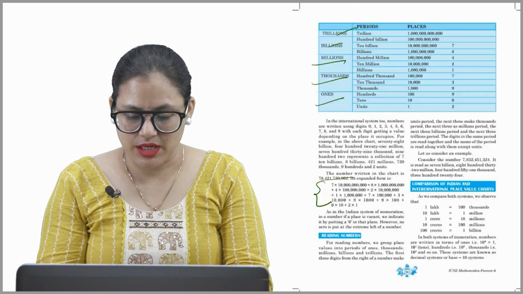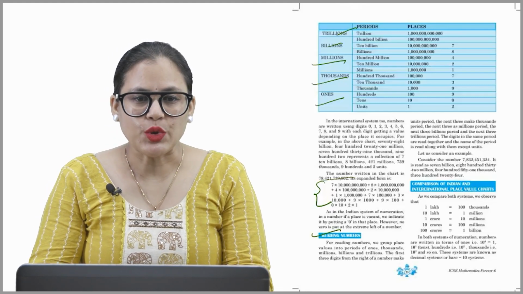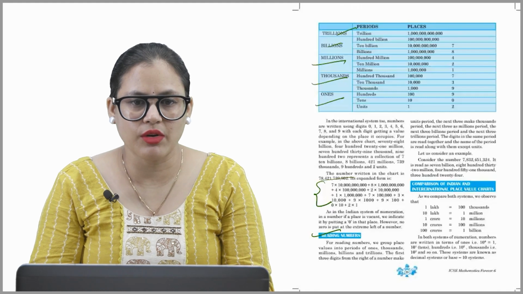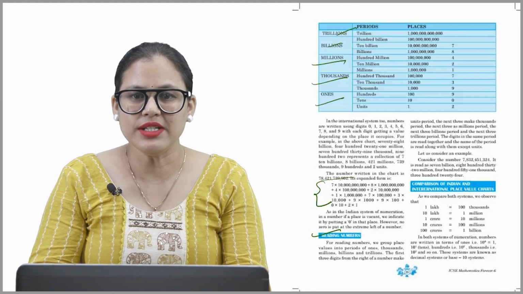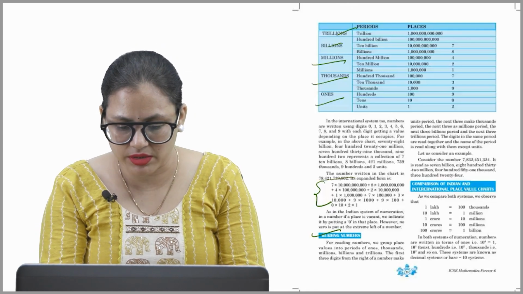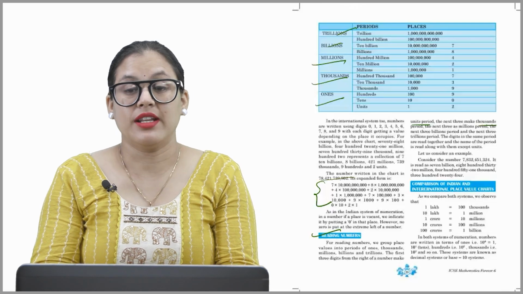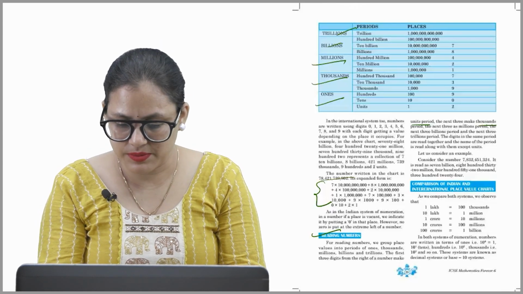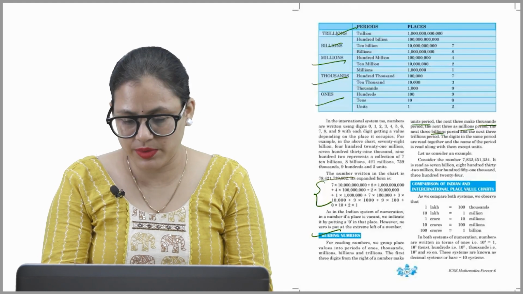Okay. Next, reading numbers. For reading numbers, we group place values into periods of ones, thousands, millions, billions and trillions. The first 3 digits from the right of a number make units period. The next 3 make thousands period. The next 3 make millions period. The next 3 make billions period, and the next 3 make trillions period.